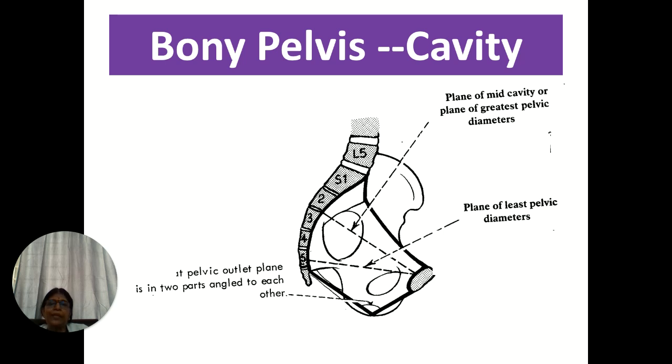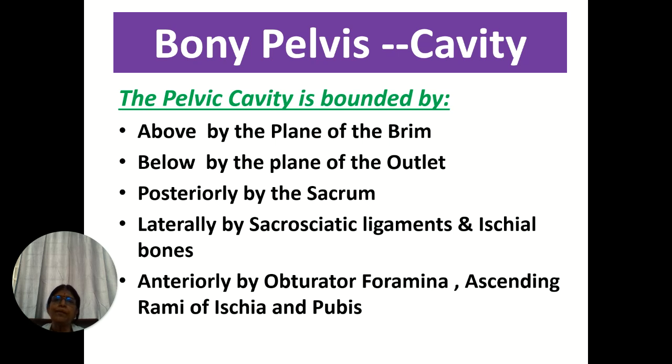This plane of least pelvic dimensions, anteriorly the boundary is the lower border of the symphysis pubis. On the sides is the ischial spines on either side, and posteriorly it is the fifth sacral vertebra, which forms the boundary of the plane of least pelvic dimensions. Now coming to the cavity, it is bounded by the brim, below by the plane of the outlet, posteriorly by the sacrum, and laterally by the sacrosciatic ligaments and the ischial bones, or anteriorly by the obturator foramina and the ascending rami of the ischium and the pubis.